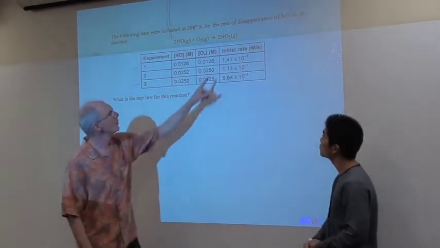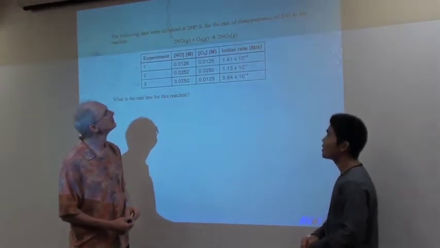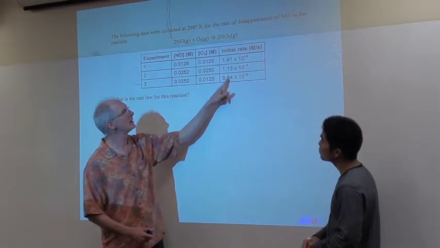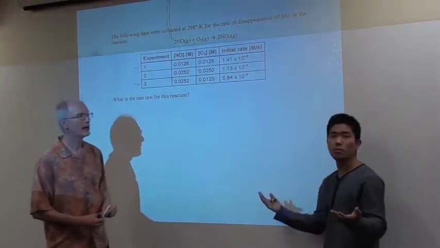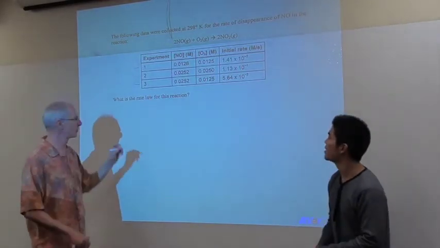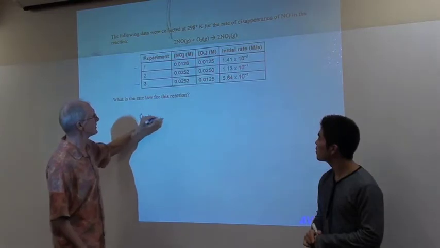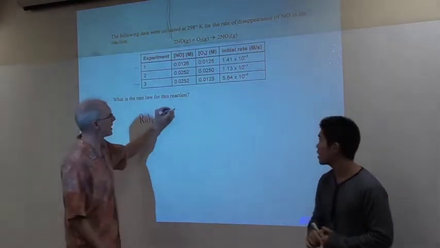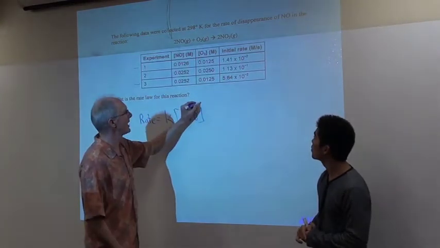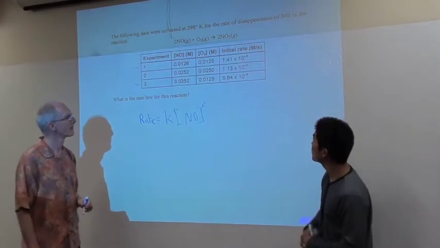It doubled. What happened to the rate? The rate did not double. If it doubled, it would be 2.8 something, and it's not. It looks more like it quadrupled, which would be more of this kind of graph. So I can start to write my rate law. I can say rate equals some rate constant times NO, and I've determined that the power is 2. It's second order in NO, because that's what was changing.